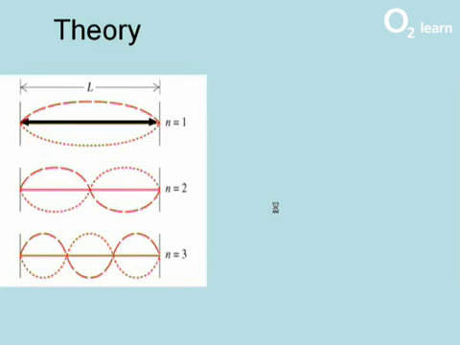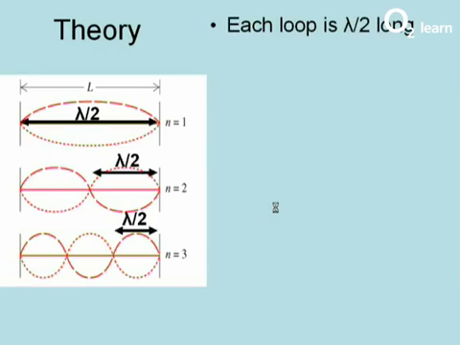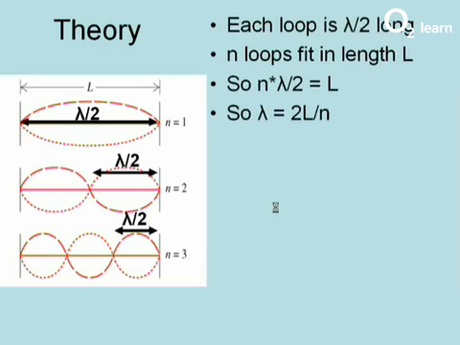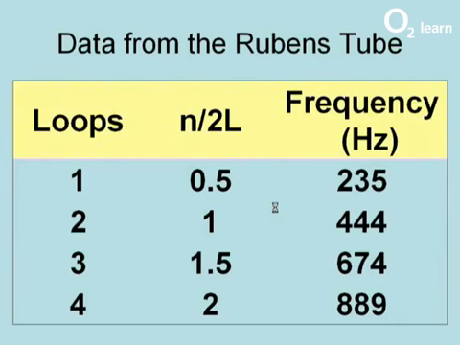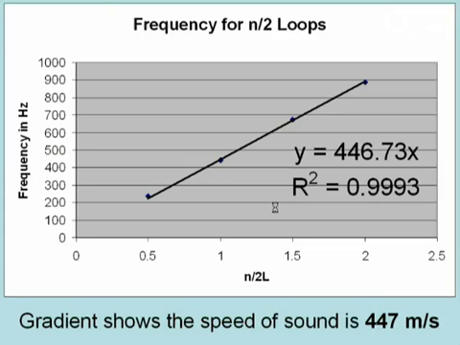Here's the theory. Each loop is half a wavelength long. Those must fit into the total length L. So the theory can show you that if we plot a graph, then we can find the velocity or speed of sound from the gradient. Here's the data from our tube, here's the graph, and it shows the speed of sound is 447 meters per second.